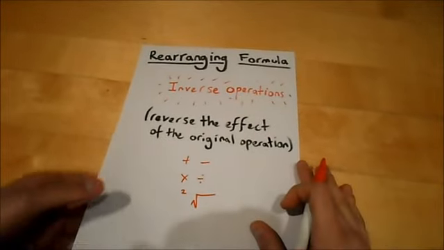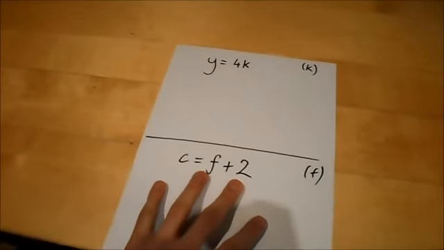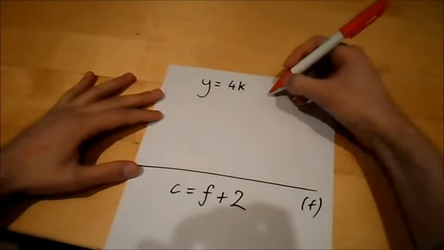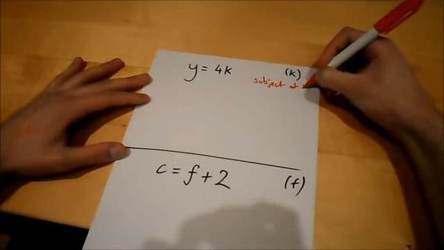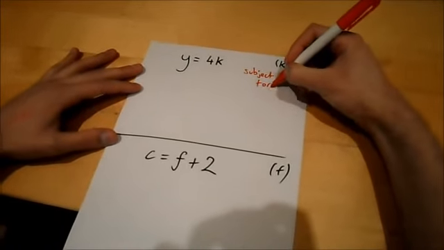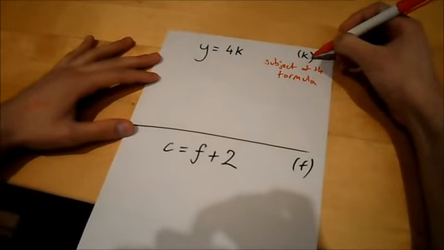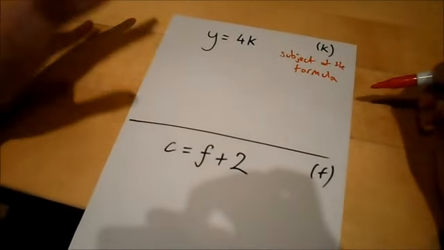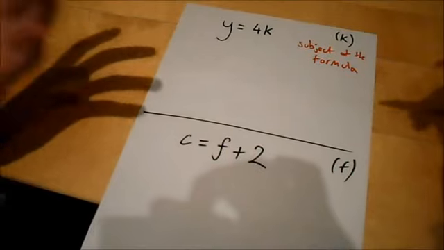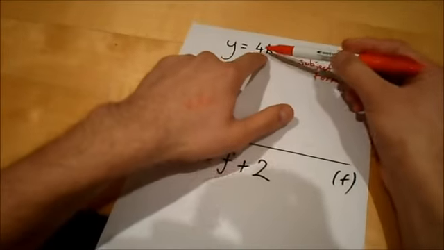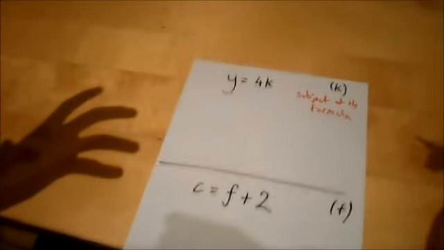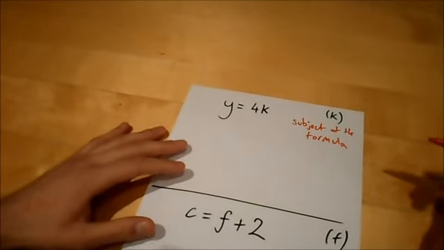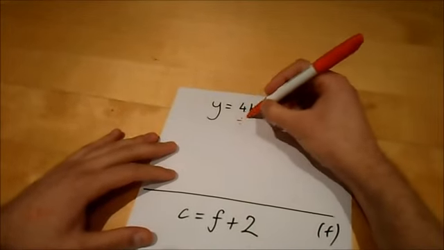Now, when we're rearranging formula, what they want us to do is to make something else the subject of the formula. So here I want K to be my subject of the formula. What that means is I just want K by itself. Currently, K is being multiplied. So to get rid of that multiplied by 4, I need to do the inverse, and that is dividing by 4.